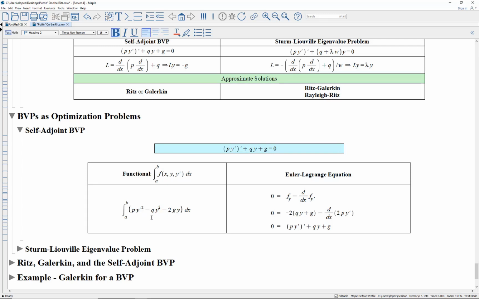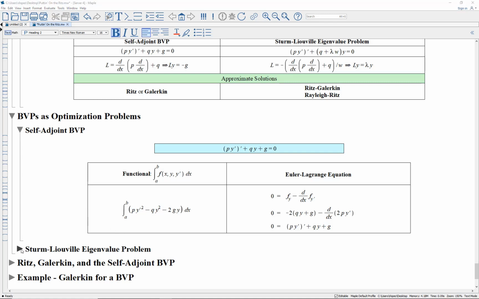What do you do? You differentiate with respect to y. So you pick out minus 2qy minus 2g. It's this term. Then you take the x derivative of the derivative with respect to y prime. And y prime sits here, so it's 2p y prime. So you're taking the x derivative of 2p y prime. Now, get rid of the minus signs, get rid of the 2's, and you see (py')'. You have qy, and you have g. So this self-adjoint boundary value problem is related to finding the extrema of this functional. So we are linking the self-adjoint boundary value problem to an optimization problem in the calculus of variations.